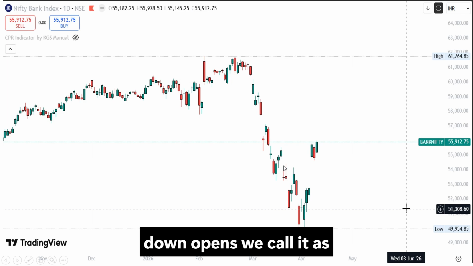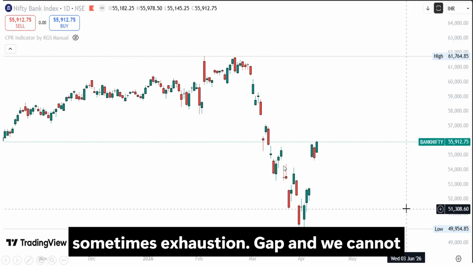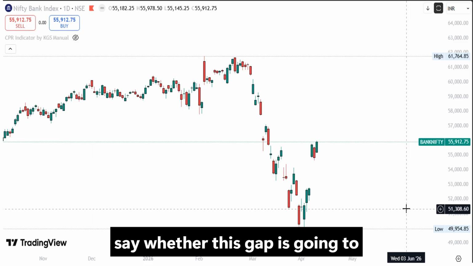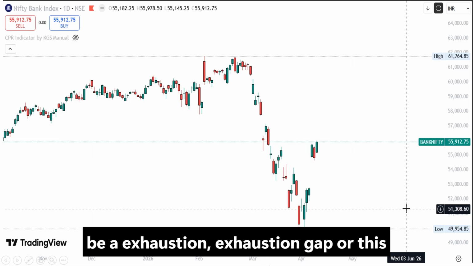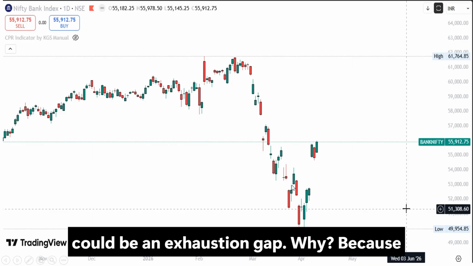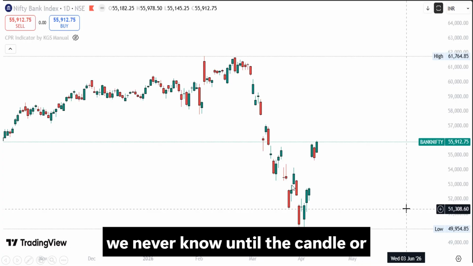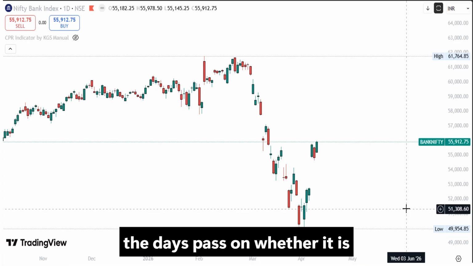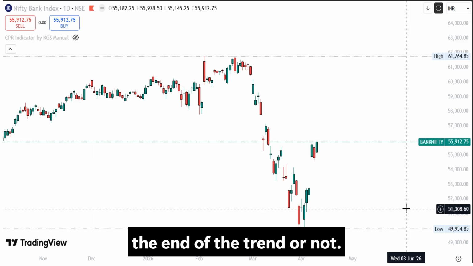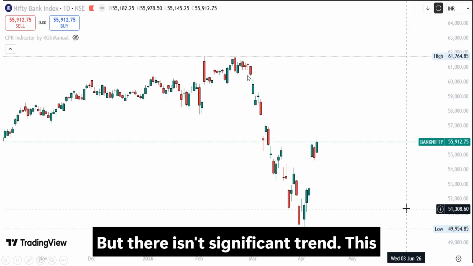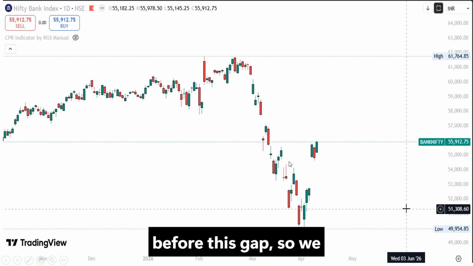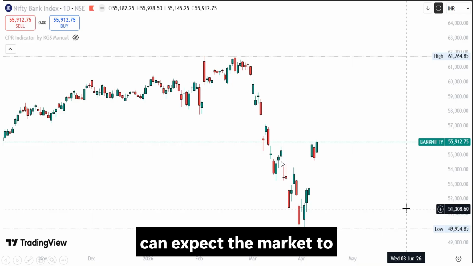we sometimes call it an exhaustion gap. We cannot say whether this gap is going to be an exhaustion gap or not. Why? Because we never know until the days pass whether it is the end of the trend or not. But there is a significant trend before this gap. So we can expect the market to move in the opposite direction.